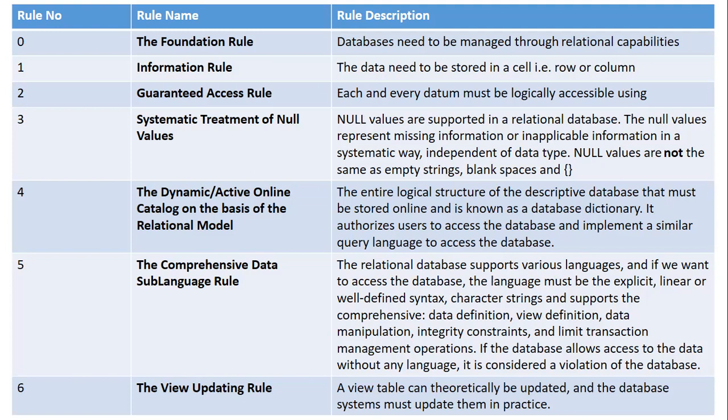The next rule, which is rule number 2, is called the guaranteed access rule. The value that is there in a cell should be accessible logically, right? So we should be able to retrieve that particular cell value, any cell value that is available in the database or in a table, right? This atomic value that we are calling is called a datum. What it means is it is inseparable. We cannot separate it. So a datum must be logically accessible, right? And we can use some kind of tools in order to retrieve them.